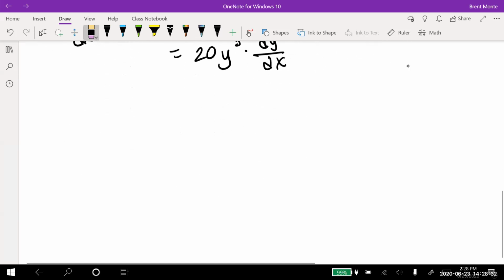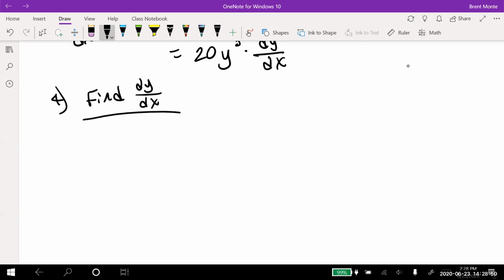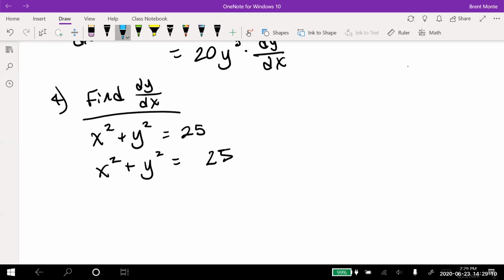So I've just picked several problems from the book. So the first problem we're going to do is actually problem 4. They say, find dy dx. The problem actually says, differentiate implicitly to find dy dx. But that's what we're going to do anyway. So the problem is x squared plus y squared equals 25. And so the idea is I'm going to take the derivative of each side, just like I did before. So we're going to say, hey, let's take the derivative with respect to x of each side.